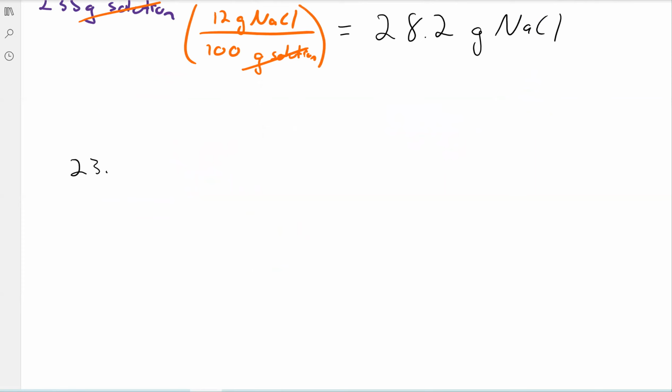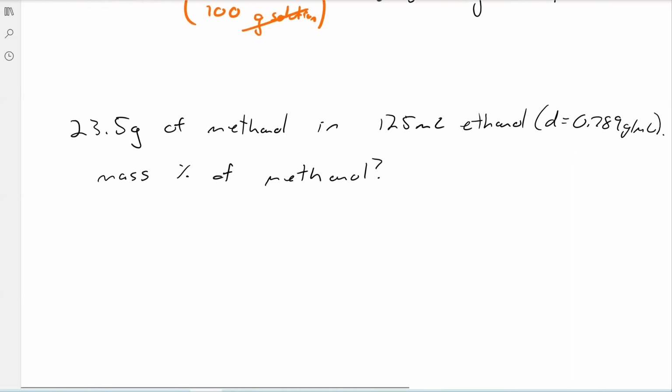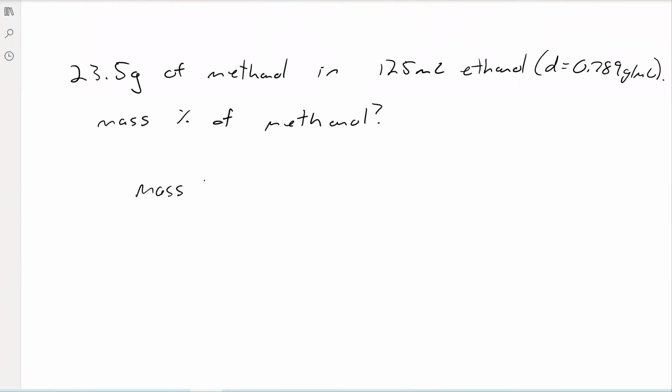So here we're going to have 23.5 grams of methanol in 125 mL of ethanol. And ethanol has a density of 0.789 grams per mL. What is the mass percent of the methanol? And so, of course, we know that mass percent is equal to the grams of the solute over total grams, which would be your grams of your solute plus the grams of the solvent, right? In this case, we just have two things.